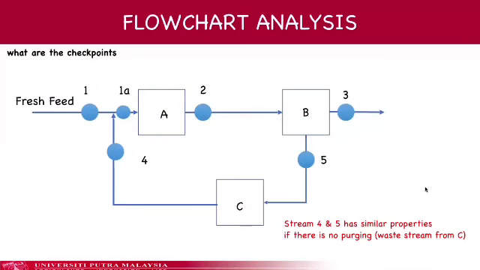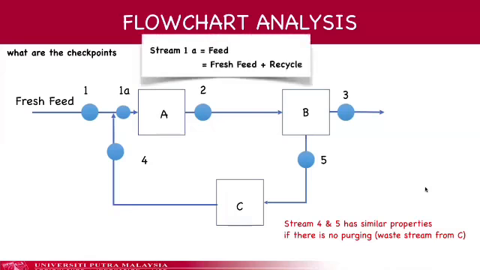Let's say our system is represented by this diagram. Here we have 3 units A, B, and C, and in C, there is no purge stream going out. So basically, stream number 4 and stream number 5 are the same because there is no change in the properties of the stream. We assume that C here is continuous. There is no accumulation within the units.